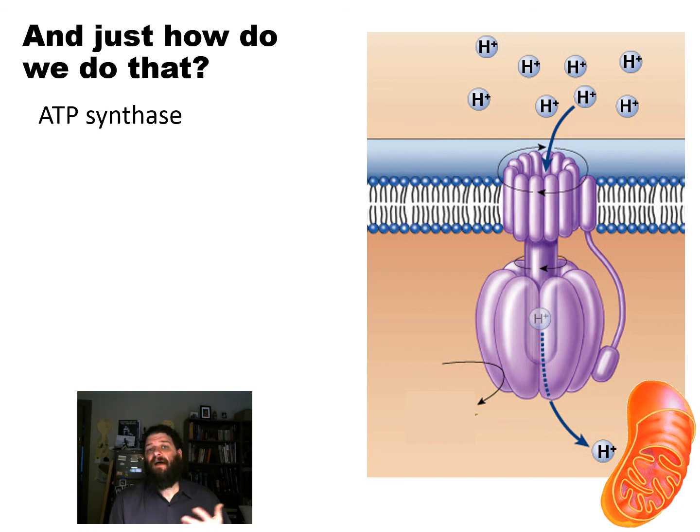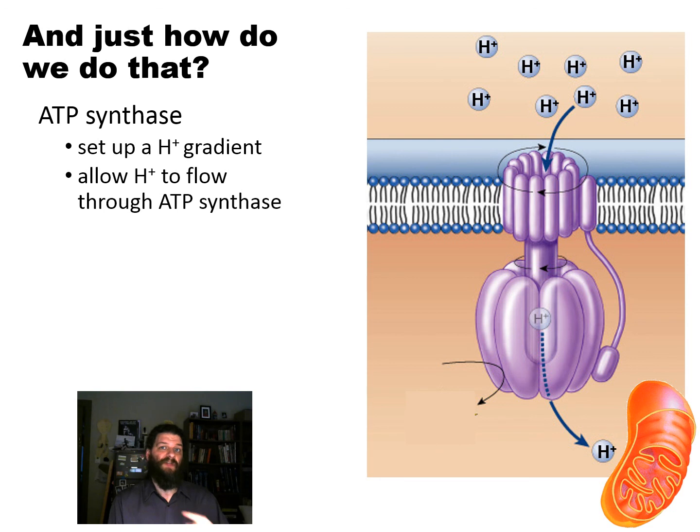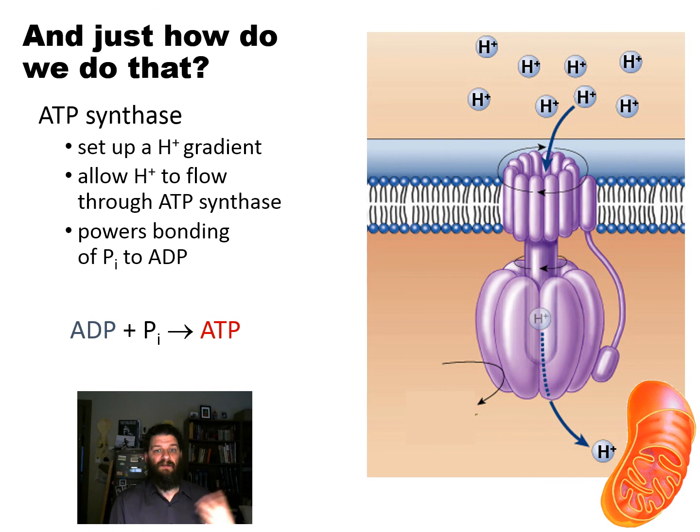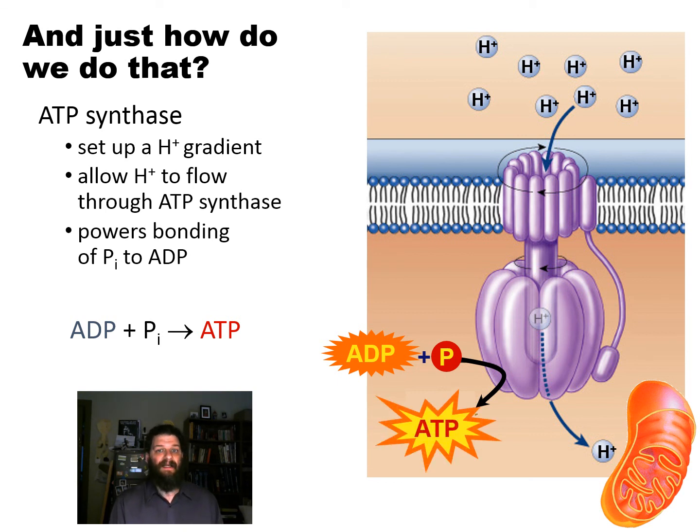ATP synthase is an embedded membrane-bound enzyme. As a hydrogen ion gradient is set up between the matrix and the intermembrane space, that difference in concentration is going to cause the diffusion of those hydrogen ions. They're going to flow through that ATP synthase, and as they do, that causes the ATP synthase to spin. All right, and that conformational change is going to mechanically force an inorganic phosphate molecule to bond to an ADP molecule and make us some ATP.